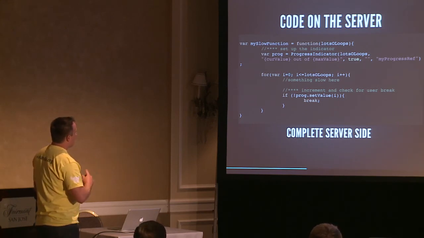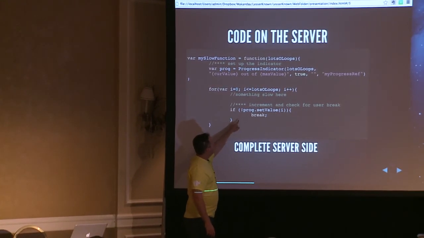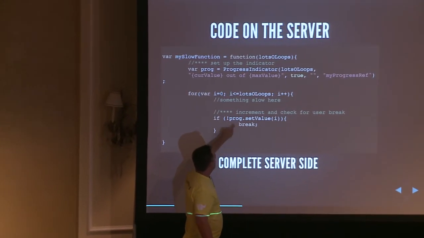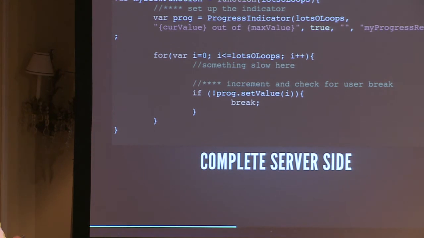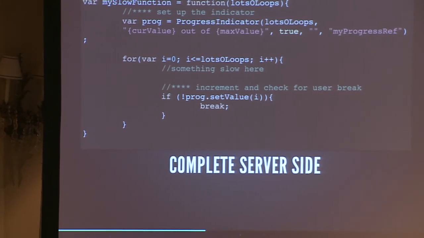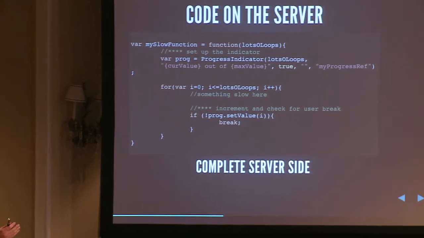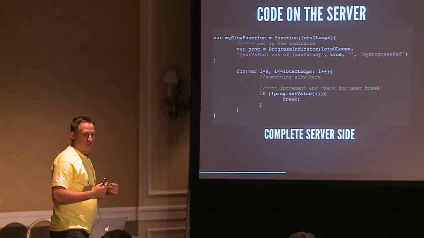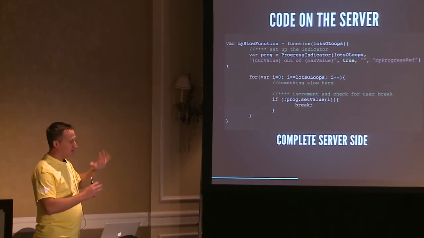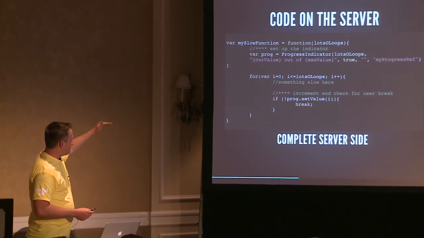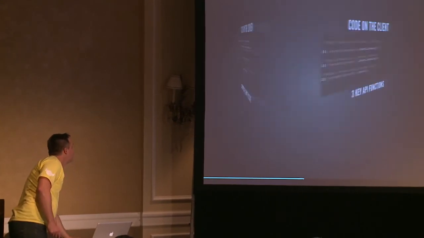So in the center here, as you're going through the loop, each time, this is how you check. This is JavaScript, so the exclamation mark gives you the opposite value. What this is doing is saying prog.setValue is giving the progress bar on the client the new value. And it's also returning whether there was a cancel request. So what I'm saying here is, if that value is false, go in and break out of this function. So that's what you see on the server. And the one to really look at is my progress reference, because that's how you're going to wire it up to the client side.